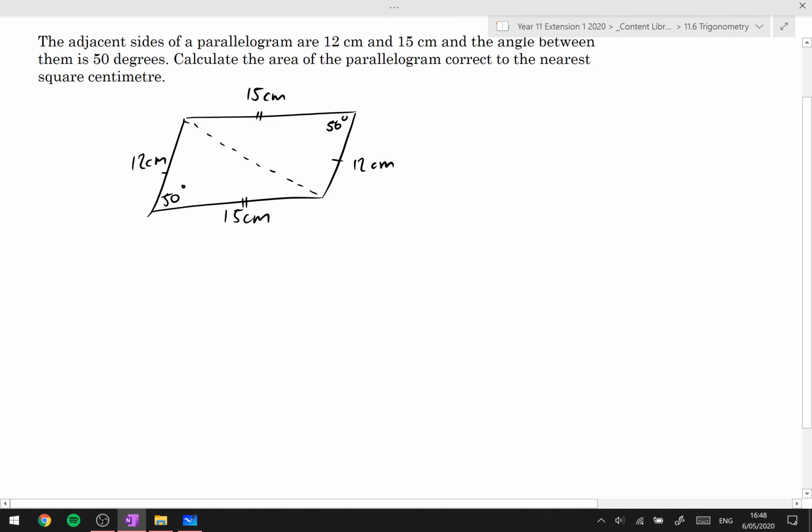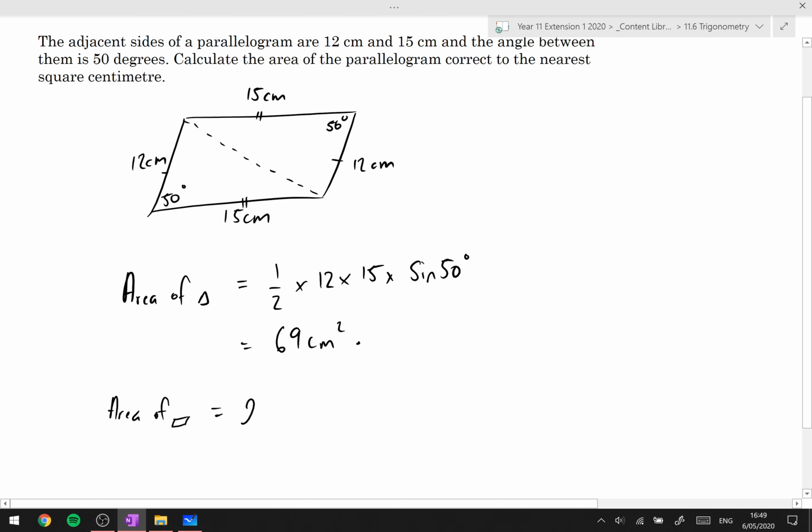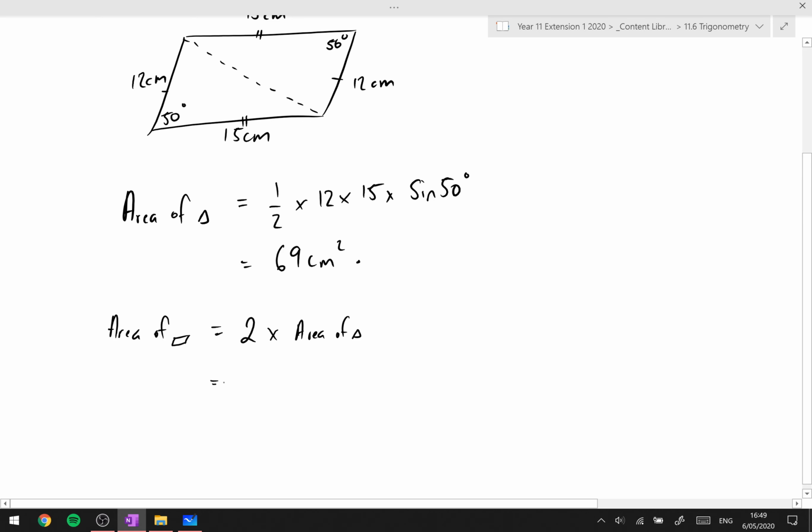Now that we've got this, there are no perpendicular heights in this case, so we're going to have to use our area formula. So the area of the triangle is equal to a half times 12 times 15 times sine of 50 degrees. Okay, so we put that into a calculator and we get 69 centimeters squared. Because it's area, we've got square units. Now the area of the parallelogram is equal to 2 times the area of the triangle. The area of the triangle is 69, and there's two of them, so it's 2 times 69 centimeters squared. So the area is equal to, put into a calculator, 138 centimeters squared.